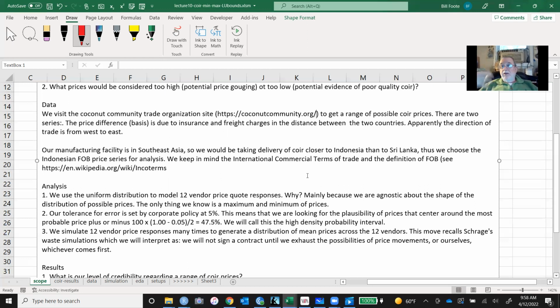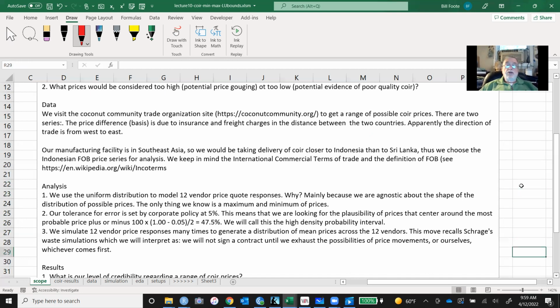Again, the notion of pricing and differentials in price on the face of the earth. We want to probably take delivery of copra closer to Indonesia than to Sri Lanka. And we'll look at the Indonesia FOB, free on board, price series. This is where the seller takes all of the risk until transferred to the shipper. And the Incoterms, International Commercial Terms of Trade, for it.